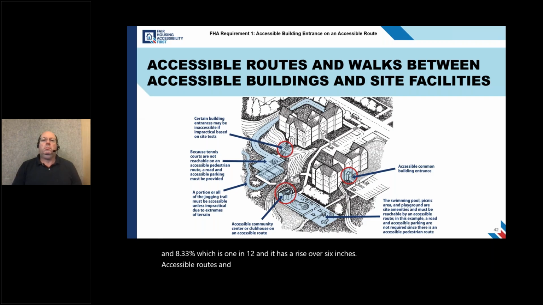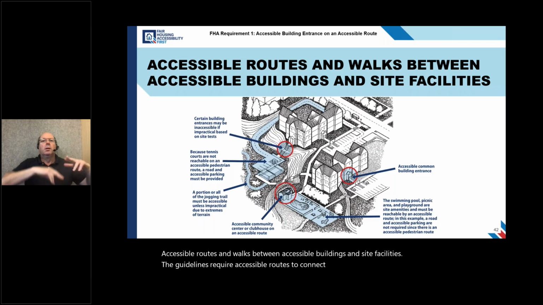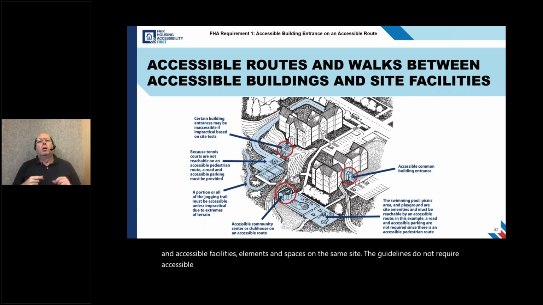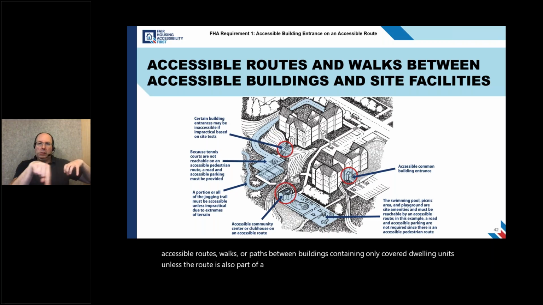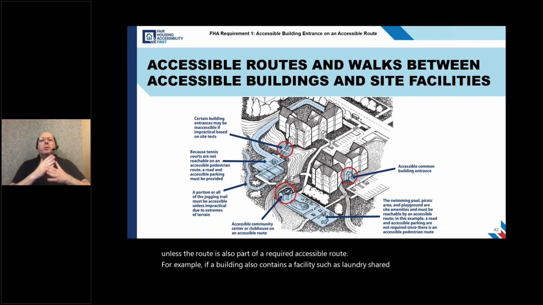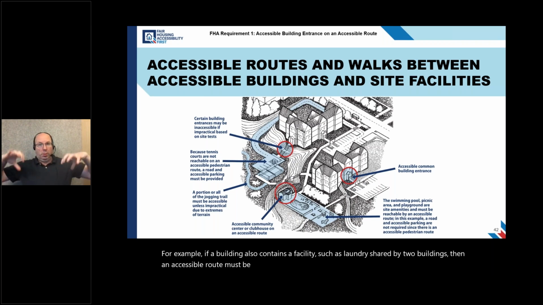Accessible routes and walks between accessible buildings and site facilities. The guidelines require accessible routes to connect buildings containing covered dwelling units and accessible facilities, elements, and spaces on the same site. The guidelines do not require accessible routes, walks, or paths between buildings containing only covered dwelling units unless the route is also part of a required accessible route. For example, if a building also contains a facility such as laundry shared by 2 buildings, then an accessible route must be provided between the 2 buildings.